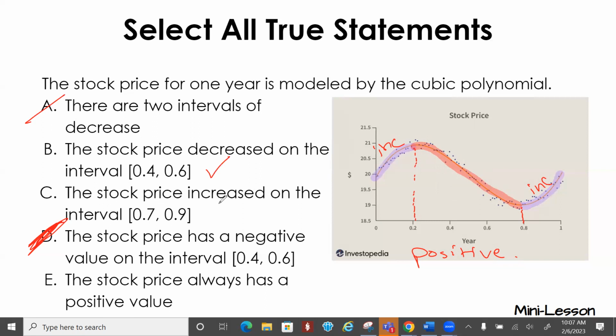The stock price increased on the interval 0.7 to 0.9. So let's look at 0.7 to 0.9. Is it increasing? Yeah. I mean, it has a little dip, but that's close, right? It's going up. Okay, so this is true. We already said D was not true. And the stock price always has a positive value. Is that true? Yes.